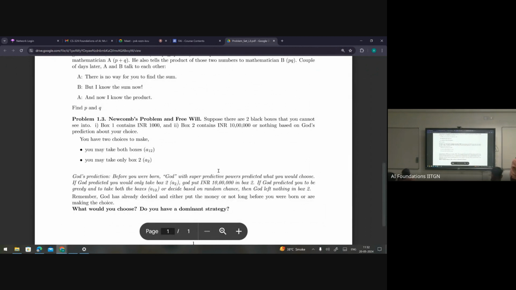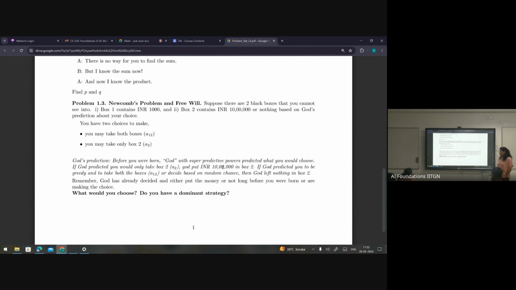So this is a nice model which has been liked by a lot of people. It's called Newcomb's problem and the problem of free will. Now they are trying to model that as a game, and this is the game. And we are going to try to see if there is a dominant strategy in this. So there are two black boxes. You are not able to see what the contents of these black boxes are. In one of these boxes, there is 1,000 rupees. And in the other box, there is either 10 lakhs or nothing, based on a particular prediction, based on God's prediction. Now we'll shortly see what God's prediction is.